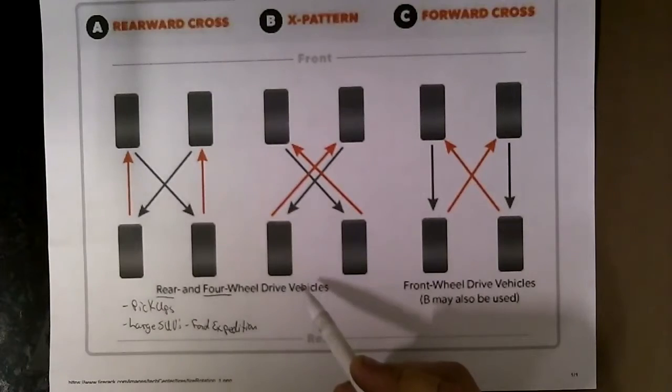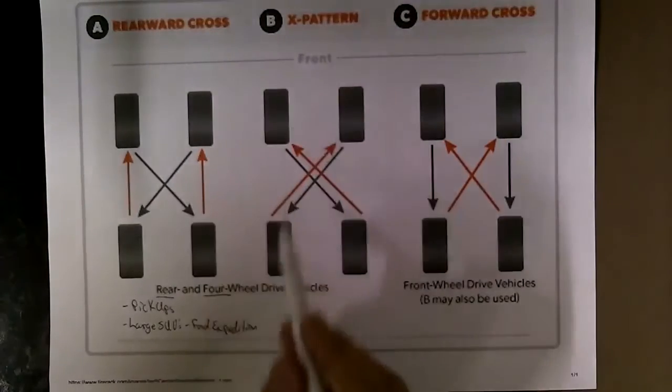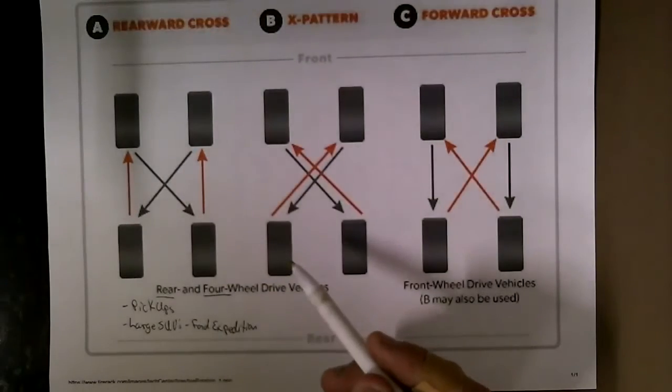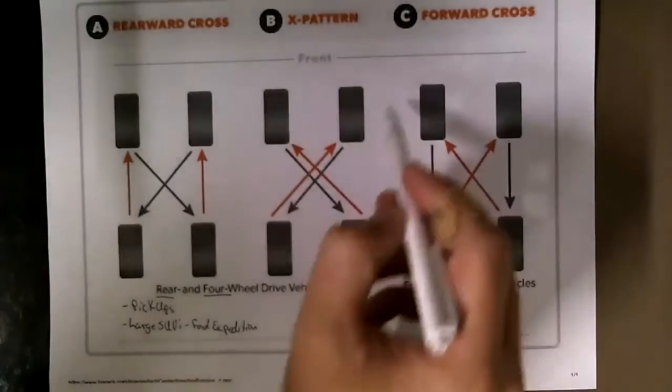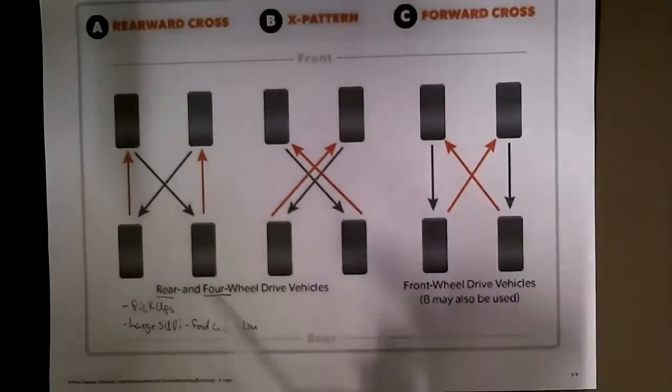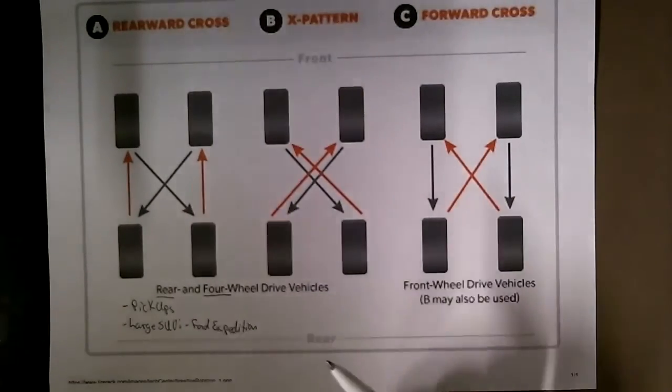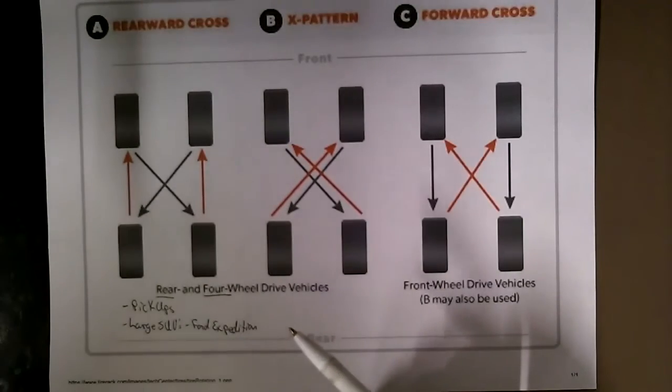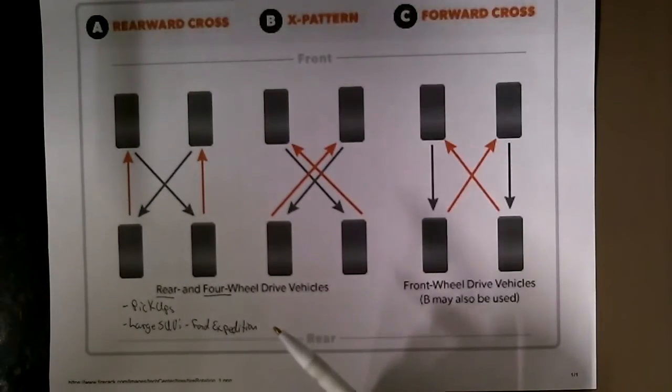Another type of pattern that you can use for those rear wheel and 4-wheel drive vehicles is this X pattern, where simply all 4 tires cross the center of the vehicle. So you create an X with each set of tires. Personally, this is the cross that I use most of the time, and I've never noticed any issues. So you can do with what you will.